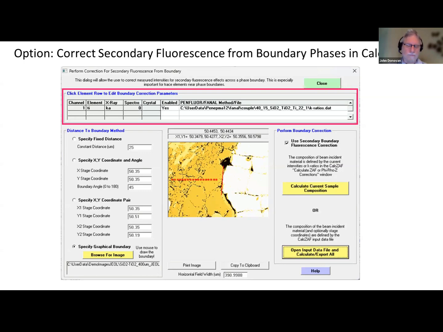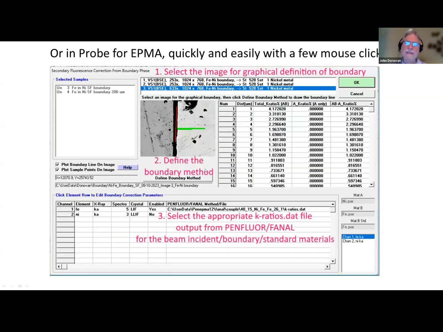You can load in an image, draw the boundary, and then analyze the points. It's a little cumbersome because you have to enter the data in an ASCII file, but it can be done if you're willing to do the work. And it's free. Now, in Probe for EPMA, it's a few mouse clicks. It's very, very easy.